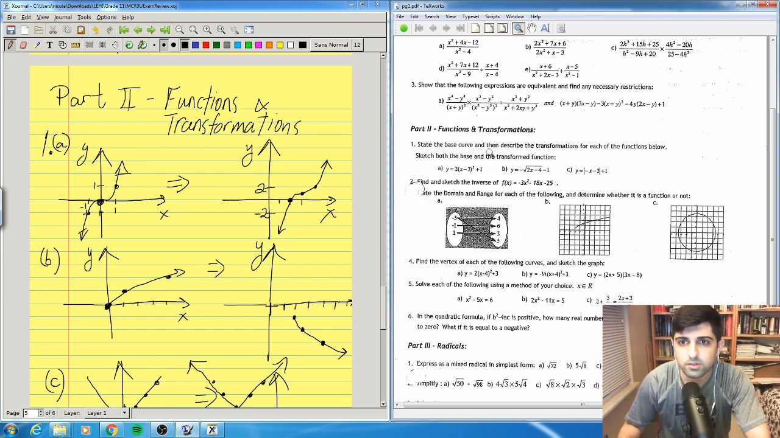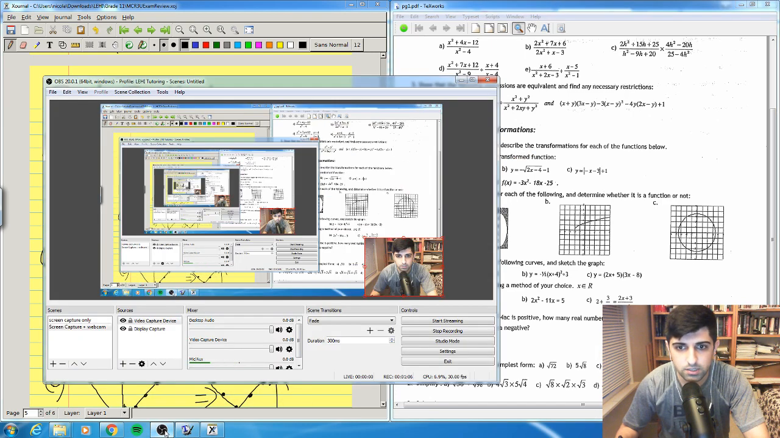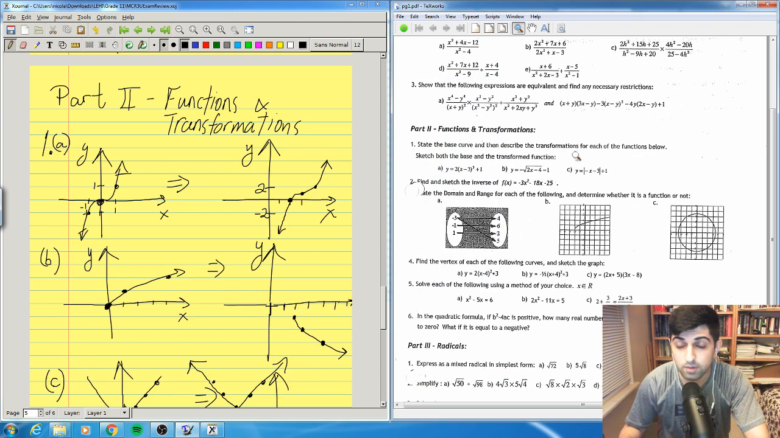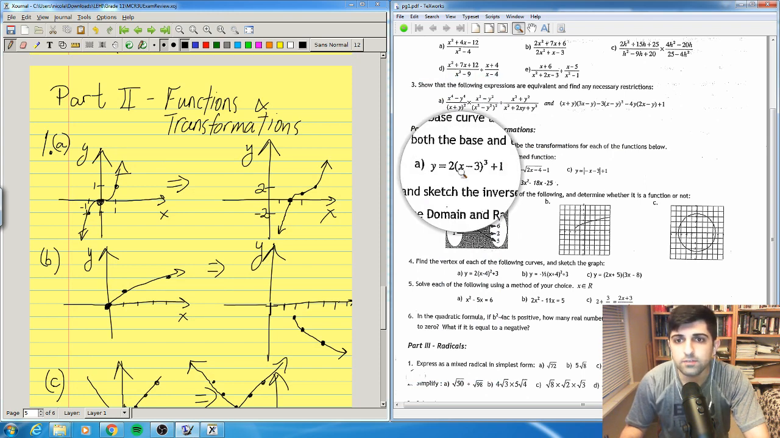It says sketch the base curve and then describe the transformations for each of the functions below. Sketch both the base and the transformed function. In the first question, we have a cubic function. The base function for a cubic is just x cubed. You just have to strip away any stretching values, any translation values. So the 2 goes away, the -3 goes away, and the +1 goes away, and you've got x cubed.